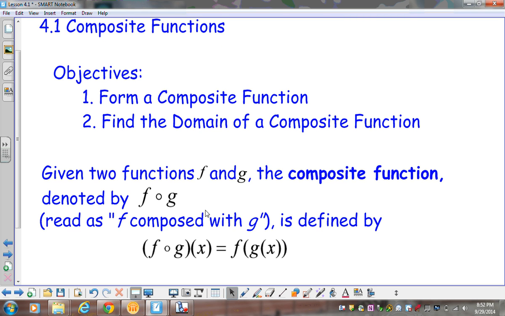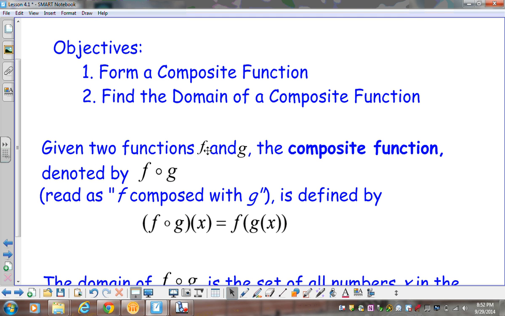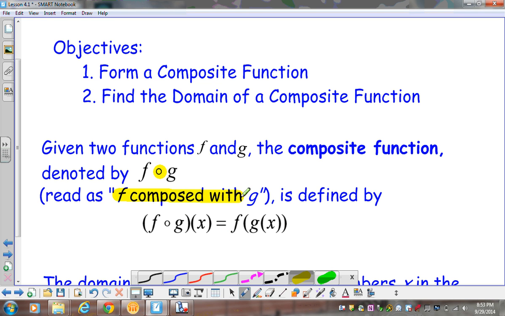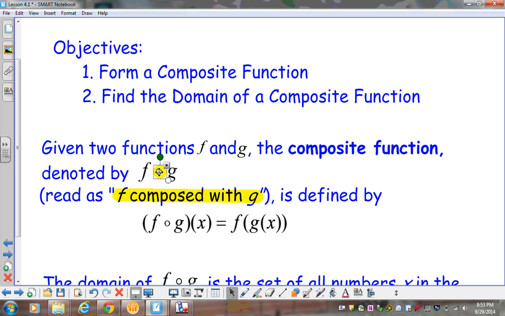If you look down here, given two functions, f of x and g of x, the composite function is denoted by f of g of x. Remember, this little symbol in the middle does not mean multiplication. It means composite function. It's denoted as "of", or as you can see down here, f composed with g, hence composite function. A lot of times we'll just say it as "of".